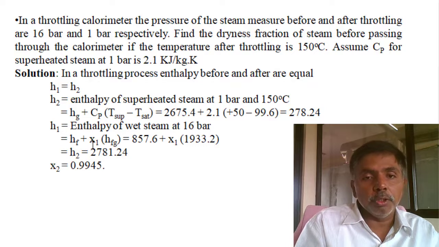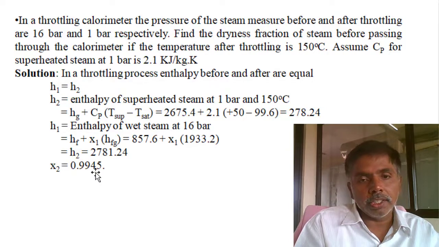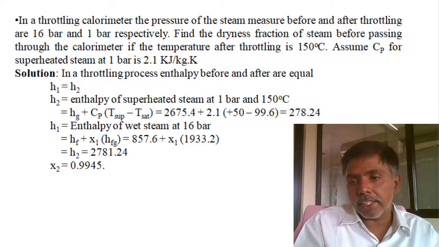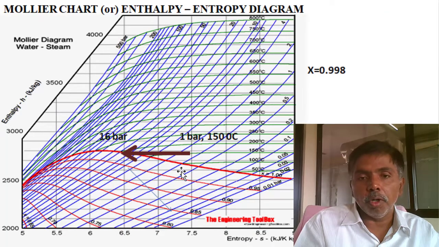Next, H1 equals HF plus X into HFG. This X, the dryness fraction, we want to determine. From the steam tables you can calculate the X value. Or the second method I already mentioned, the Mollier diagram.